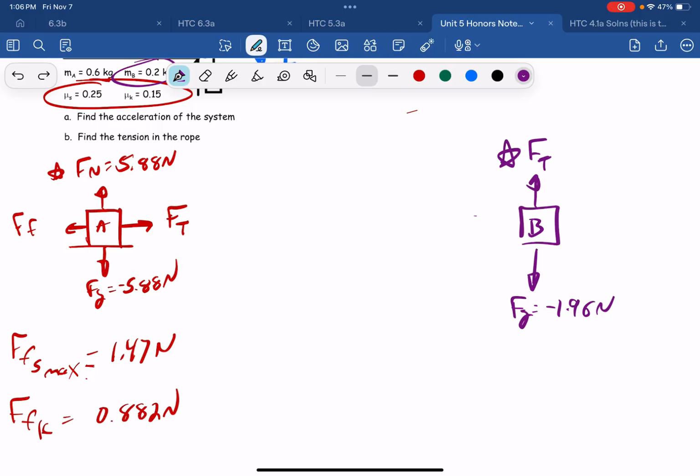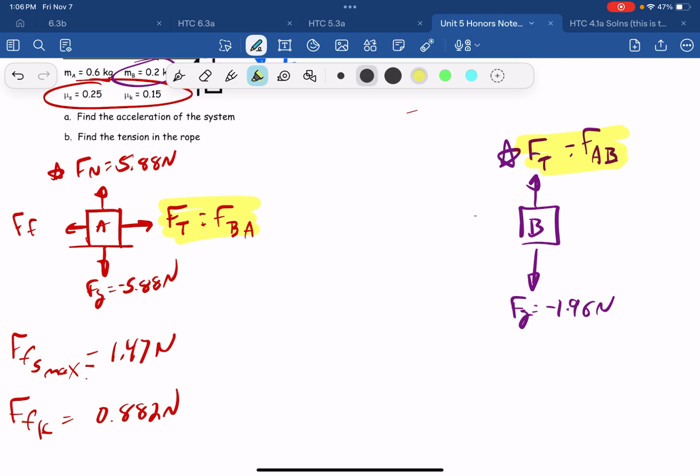If it helps any, this is analogous to the force of A pulling B, and this is the force of B pulling A. Those are an action-reaction pair. So let's go ahead and highlight those. That's my action-reaction pair. All right, but I'm stuck.